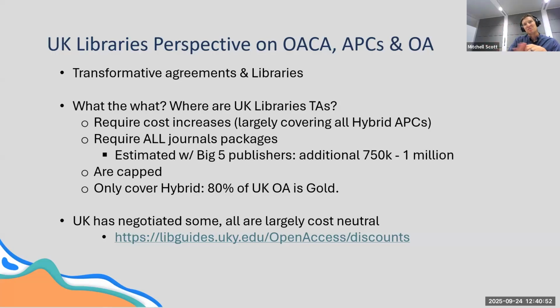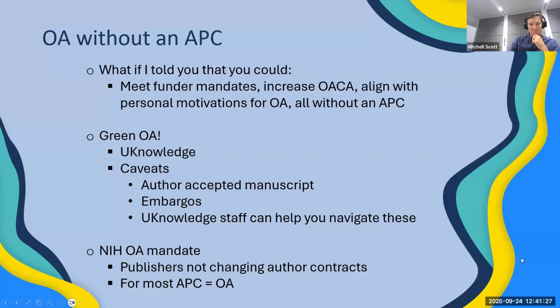We all know scholarly publishing articles are increasing every year, so undoubtedly our costs would go up, or we would have turnaways for our authors taking advantage of these. And these deals only cover hybrid OA. As Ben pointed out, 80% of OA is gold at UK, and those are often excluded from these deals. UK has negotiated some of these, all largely cost neutral, and this is the same link that Annabelle shared in the chat. Okay, next slide, Julie.